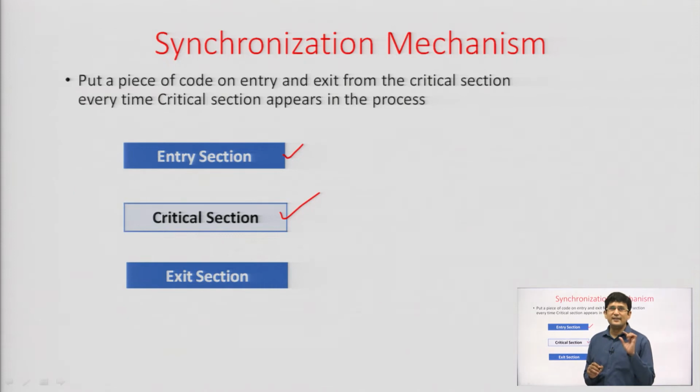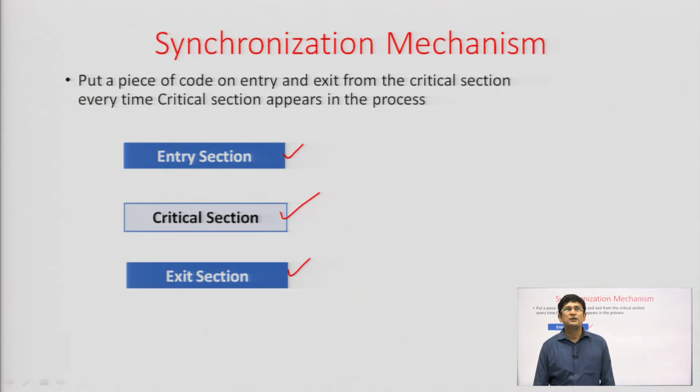We say that this is the entry section of the program, and when a process exits the critical section, its execution is over, and we say that we are in the exit section. So, first we were in the entry section, then the critical section, and then the exit section. This will be the execution sequence. All the conditions that we applied in the entry section will be removed in the exit section. All the synchronization solutions should actually do this.